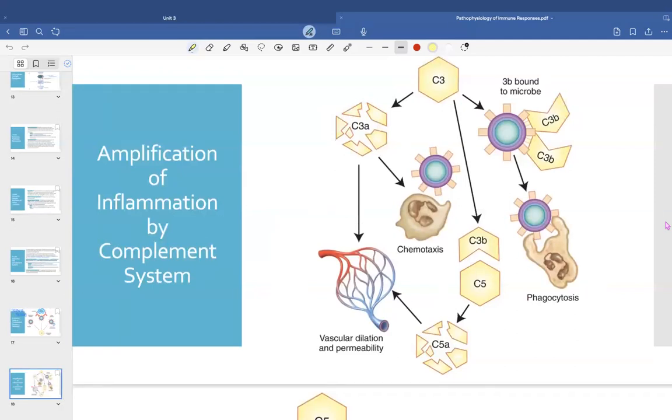Questions? Yes, Ashley. Is the increased permeability to make it easier for immune cells to get there? Sure is. Pretty smart, right?